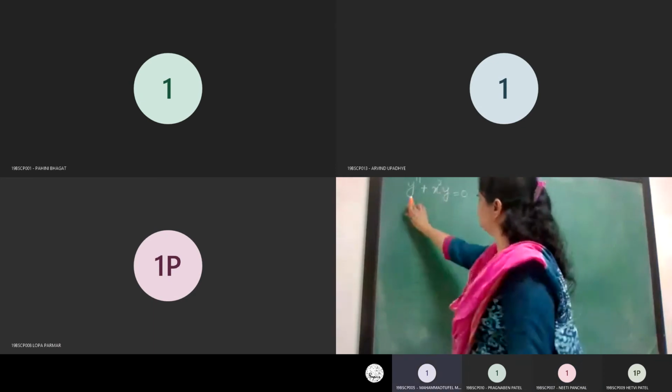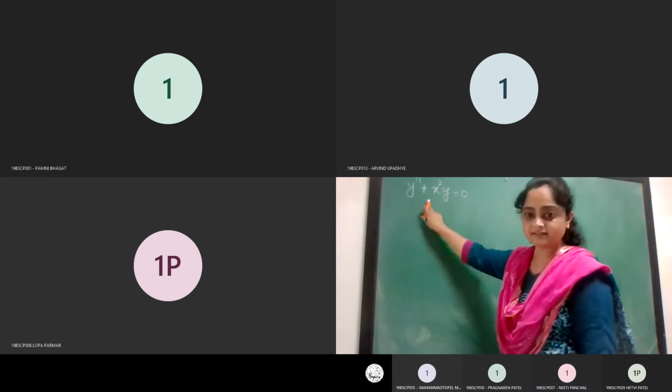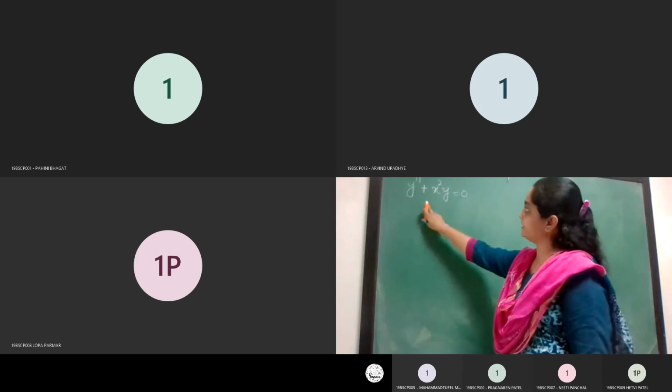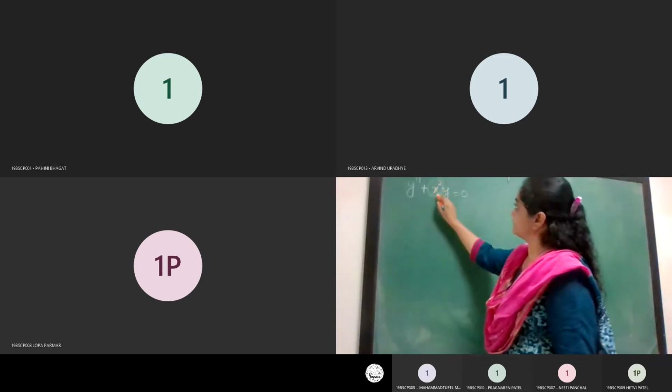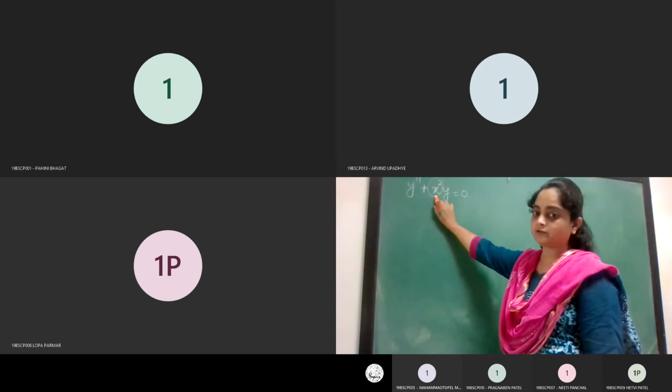Okay, fine. So y double dash plus x square y is equal to 0. This example we have considered in the last lecture. And if you see, this is the coefficient of y, which is variable. So this cannot be solved using the methods which you have considered.